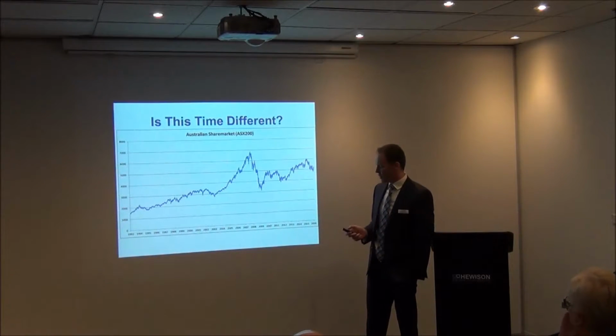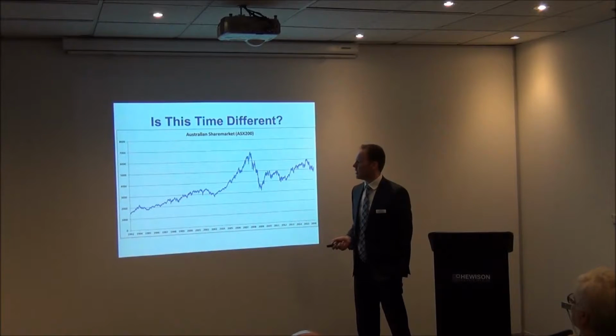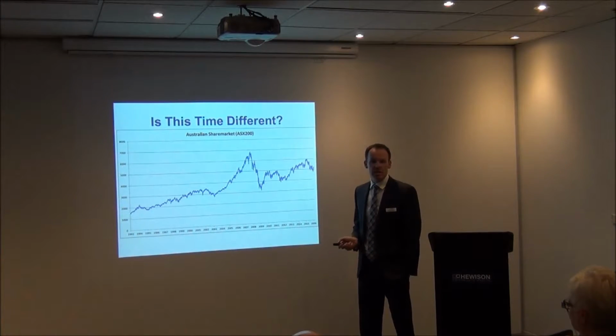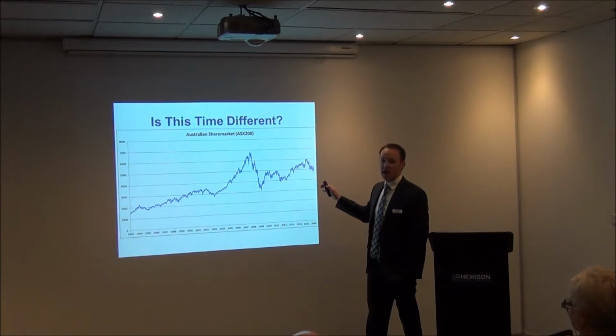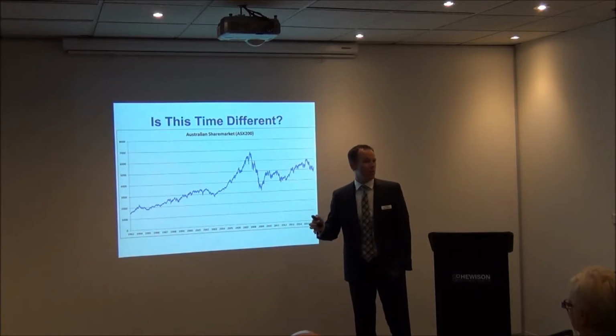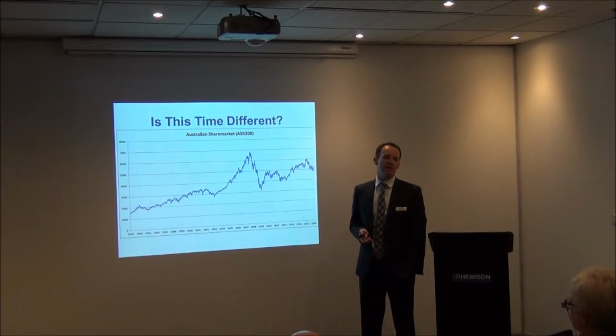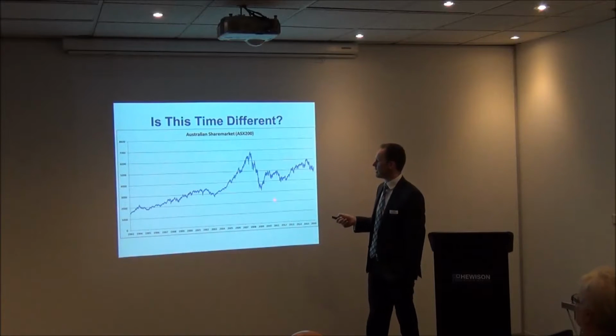The graph here shows the Australian share market going back to around about the early 90s. Now you can see this is our share market, the one that gets reported on the news each night, where on the ABC they might say the market's up 1%, down 2%, whatever the case is.